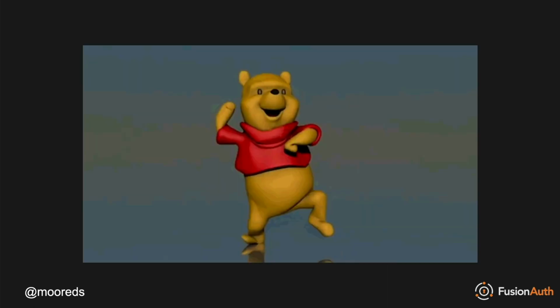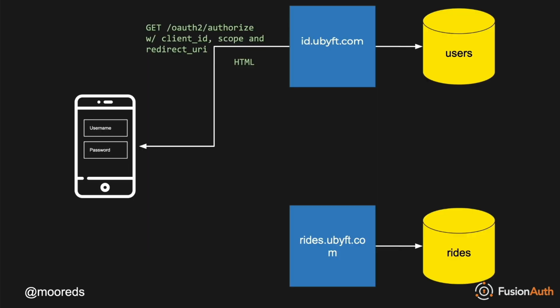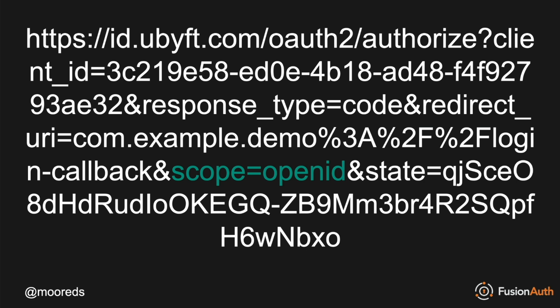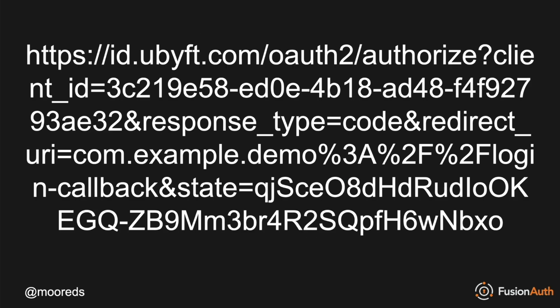This is going to be a lot of the same dance that we saw previously, so I'm going to skip over some of the pieces. Again, you're going to request that HTML page. If you only care about first-party access and you don't care about that authentication event, then you can get rid of the scope of OpenID. That's totally legitimate to do.